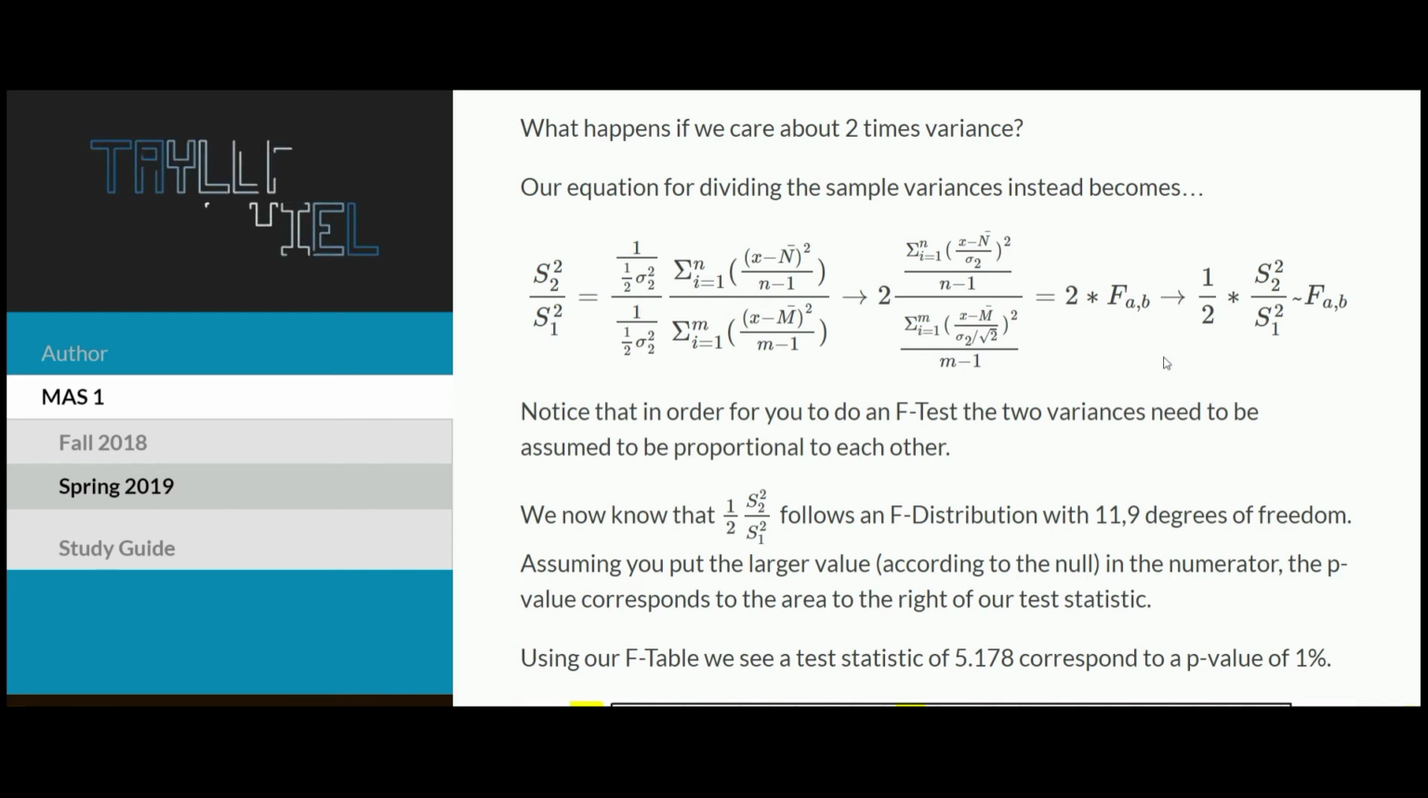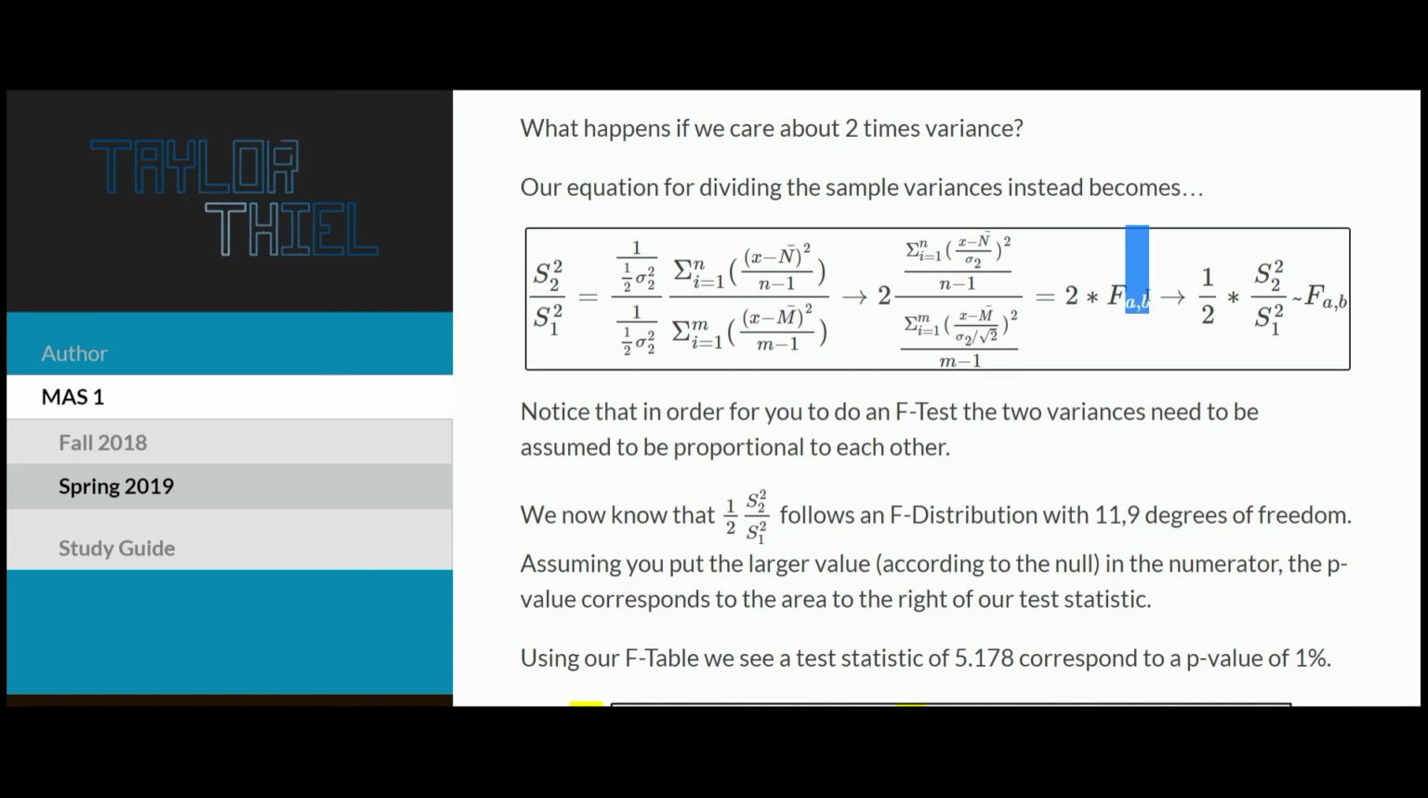Now, in order to do an F test, we just want this F distribution distributed variable to be by itself. And so what we can do is instead multiply all of this by the constant of 1/2, and that gets rid of this 2. So 1/2 times the division of our sample variances will be distributed as an F distribution with A and B degrees of freedom.